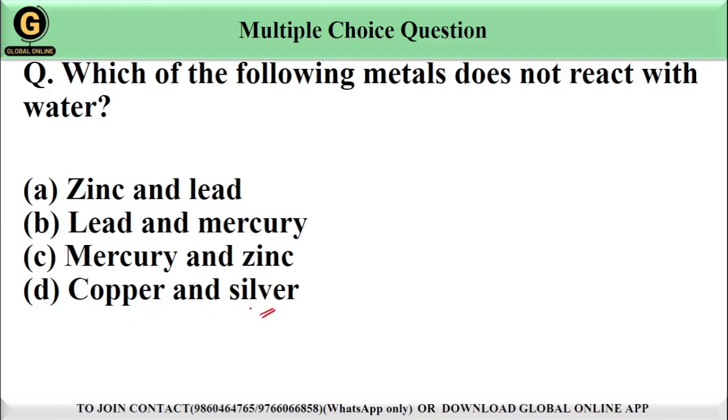On the other hand, metals like zinc and lead can react with water under certain conditions. And mercury is a liquid at room temperature and does not react with water either. However, copper and silver remain unaffected. So the correct option is option D, copper and silver.